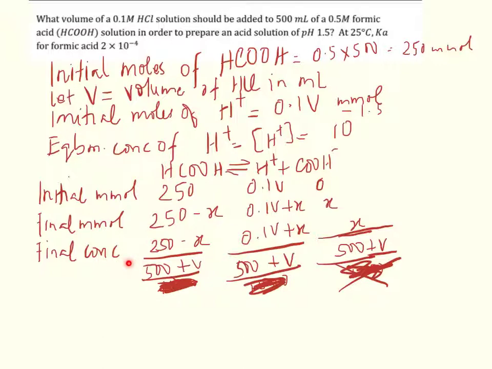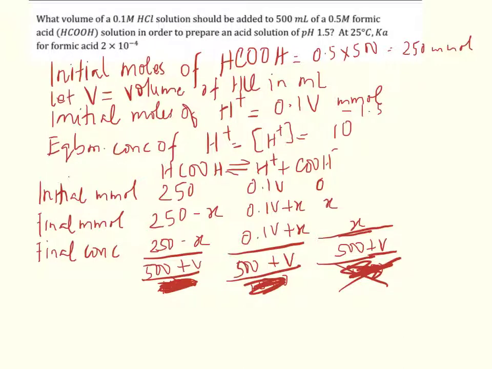Now by the definition of Ka, which is given over here, it is equal to this number, X by 500 plus V, times this number, which is 0.1 V plus X by 500 plus V, divided by this number, which is 250 minus X by 500 plus V. But we already know that this concentration of H plus ions is 10 to the minus 1.5. So that helps us simplify things.